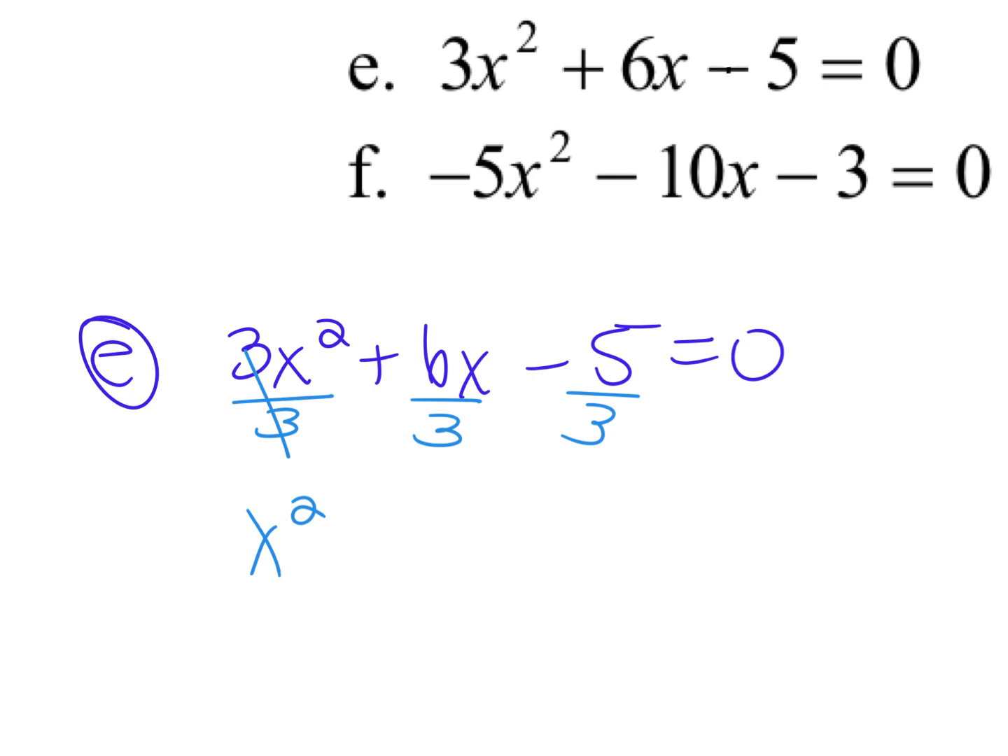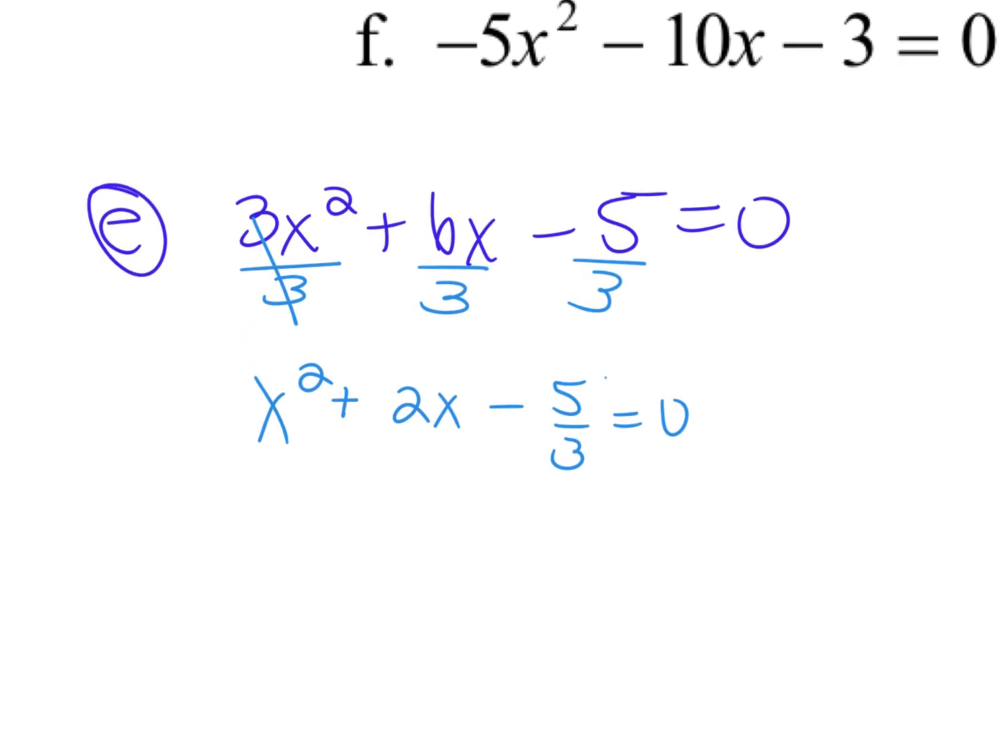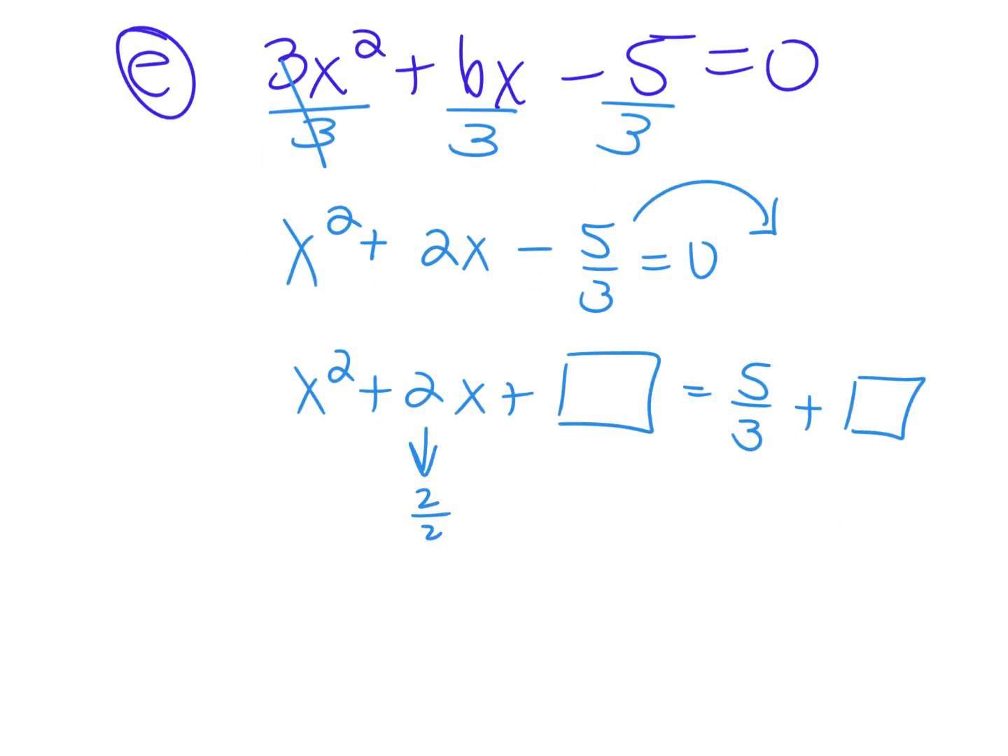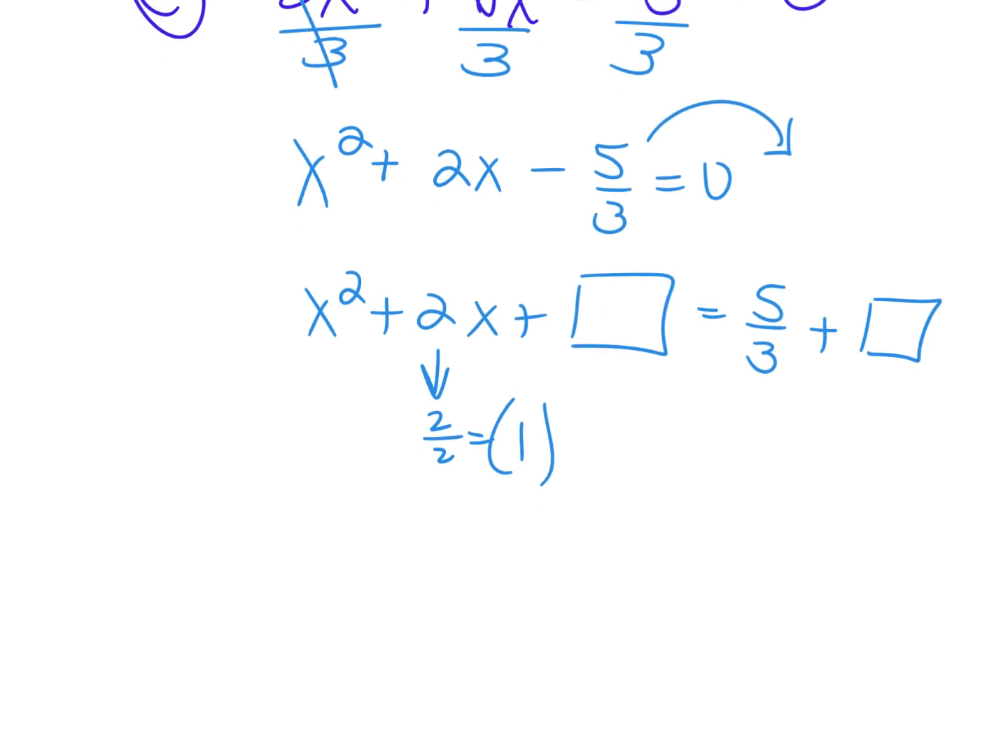So x squared, what am I doing? Doesn't equal. X squared plus 2x minus 5 over 3 equals 0. So now we're going to move that 5/3. So x squared plus 2x plus a box equals 5 over 3 plus a box. So take your b term, which is 2, divided by 2, so I get 1. So my binomial on this side is x plus 1. It's plus, guys, because there's a plus there. Whatever sign is with the b term goes inside the parentheses.